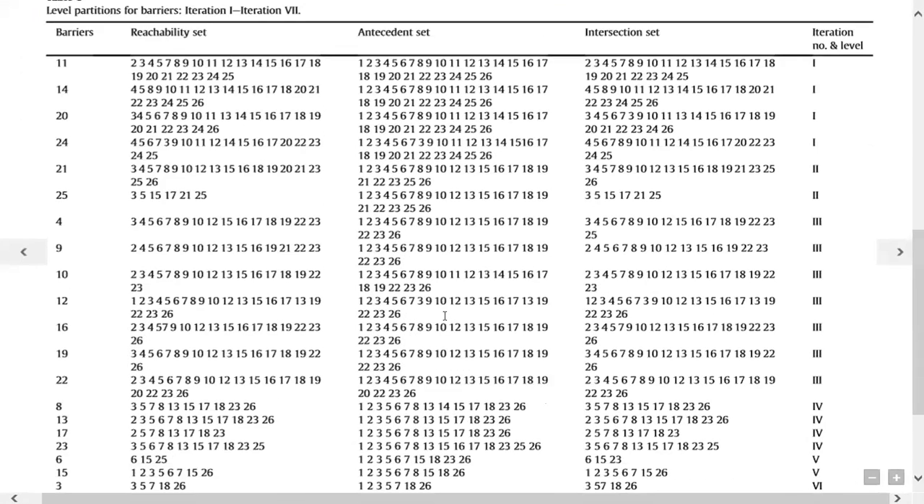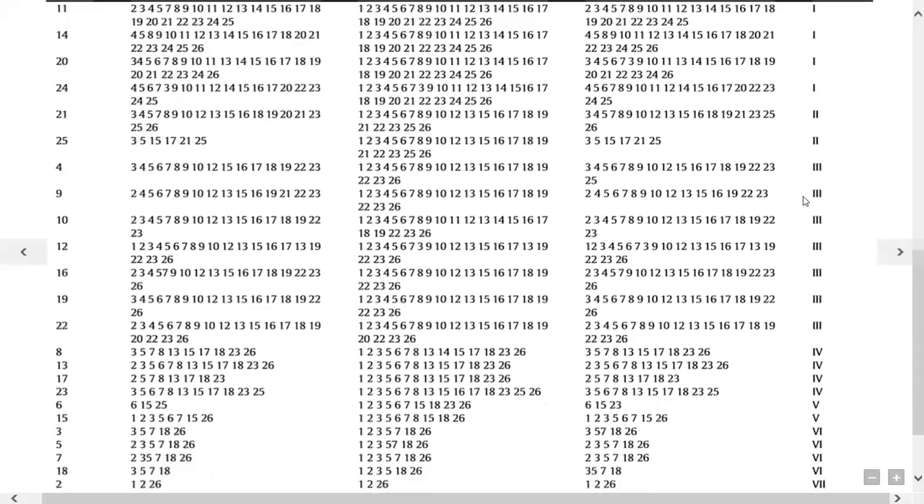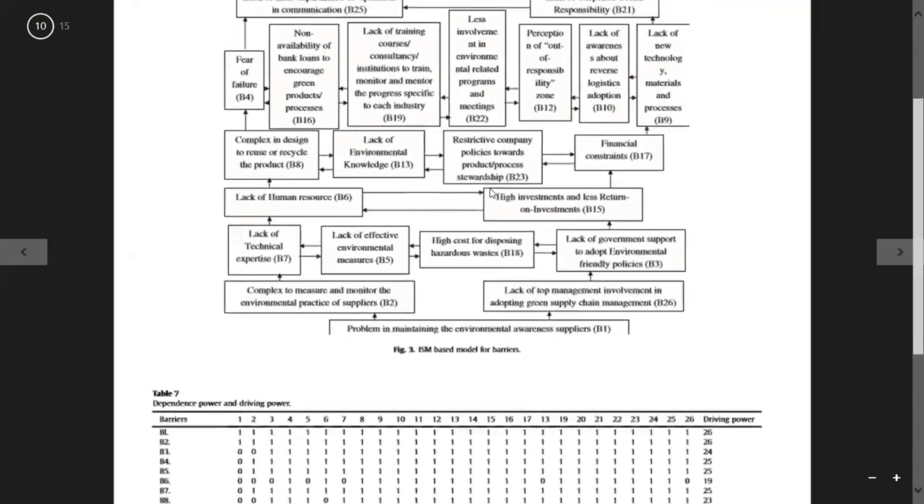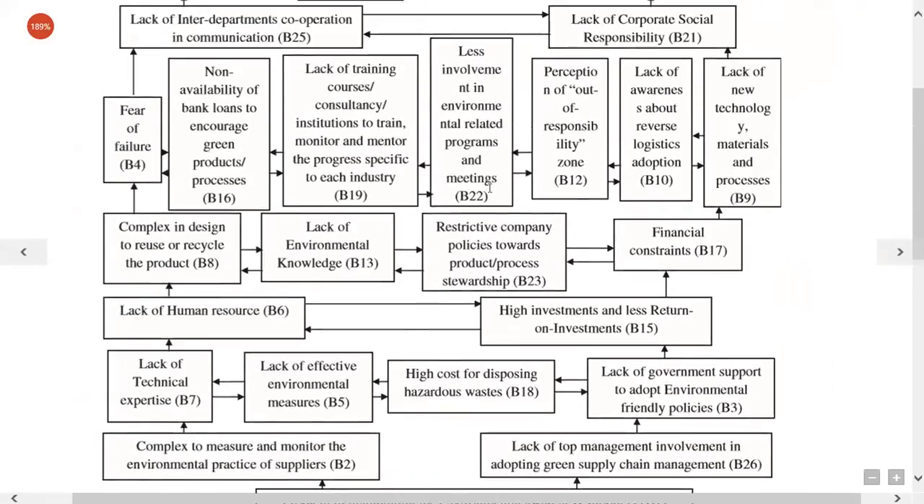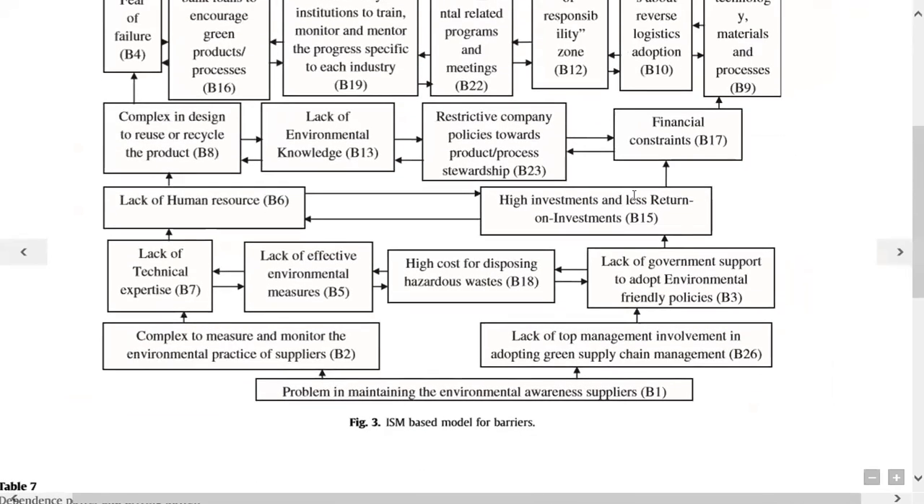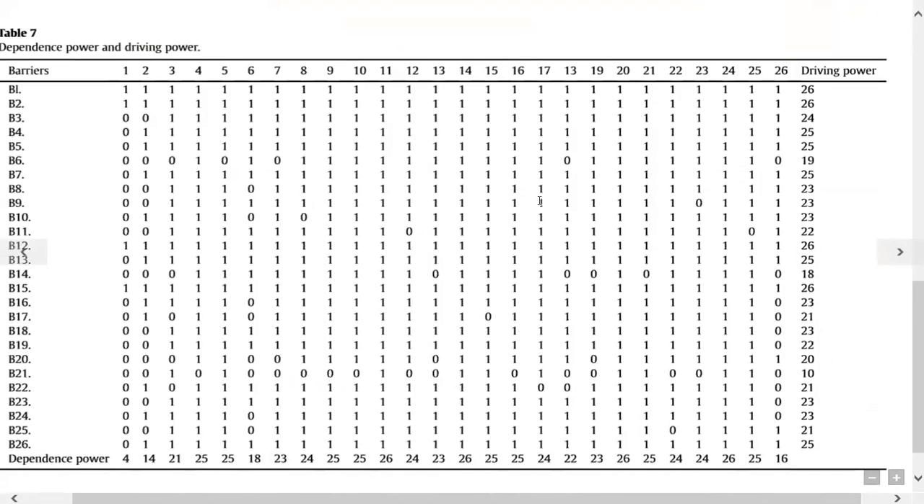Okay, this is the level partitioning. You know what antecedent, reachability and intersection are. In one table, they have given all the levels. This comes as their final ISM-based model. It has level 1 to 8 levels probably. From there, on the same level there can be a two-sided arrow, and then it goes to the next one, etc. So this is dependence and driving power.